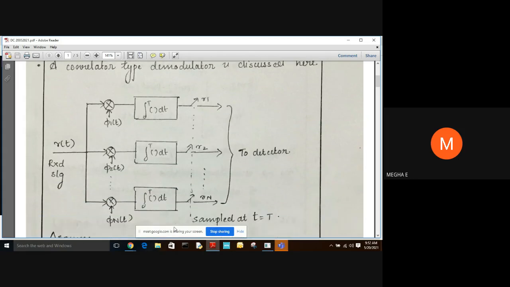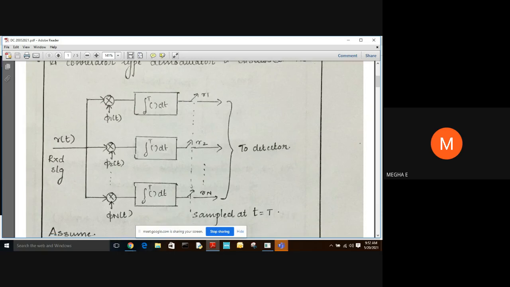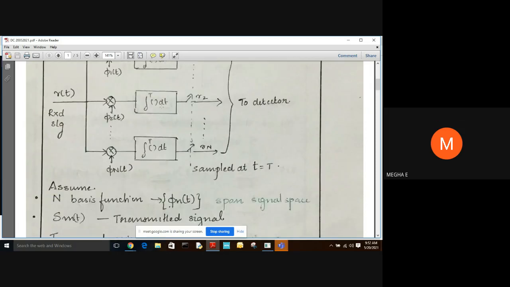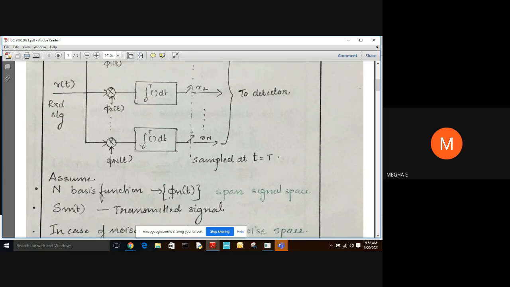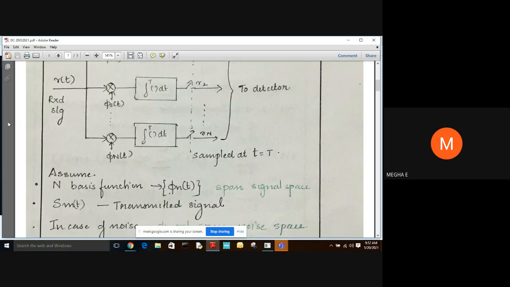Here it consists of a product modulator followed by an integrator, the output of which is the vector form of R of t, and this is given to a detector. The detector makes a decision and decides which of the M possible signals was transmitted. Here we are assuming n basis functions, phi 1, phi 2, phi 3 up to phi n of t, which span the signal space, and Sm of t is the transmitted signal. Hence Sm of t can be represented as a linear combination of these phi n of t.